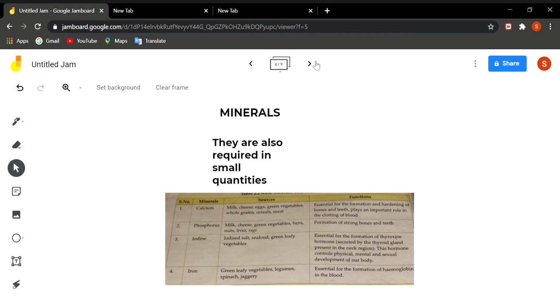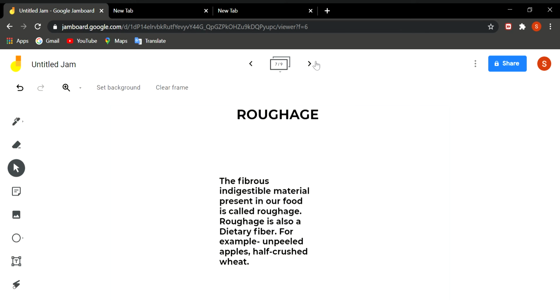Then the next category of mineral is iron. Iron is found in green leafy vegetables, legumes, spinach and jaggery, and it is essential for the formation of blood, hemoglobin of the blood. Okay, now besides these nutrients, our body also requires roughage.